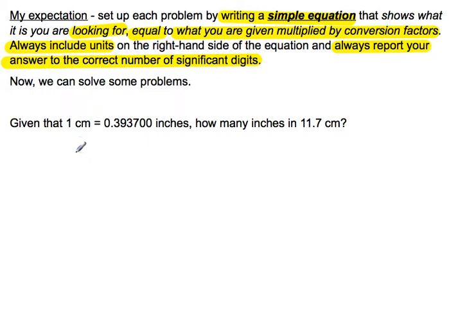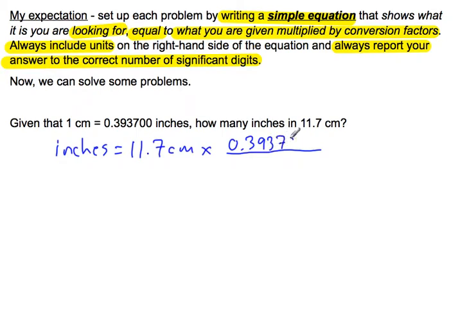So let's look at this one. So this relationship between centimeters and inches. Well, I want to find out how many inches there are in 11.7 centimeters. So here's my equation. What am I looking for? Inches equals the value I'm starting with or given, my 11.7 centimeters. I'm going to multiply by a conversion factor, and that conversion factor is a fraction, and I want to end up with inches, so my inches part of the relationship is going to be in the numerator, and in my denominator is my 1 centimeter. And you'll notice that unit centimeters divides out.